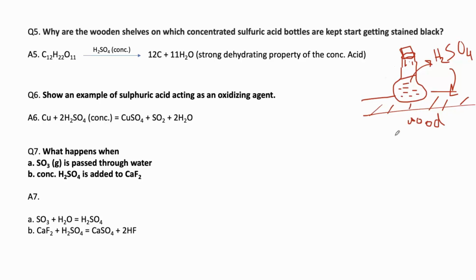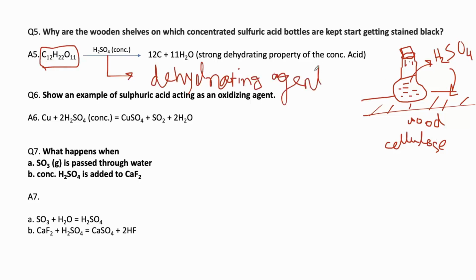Now this wood contains cellulose, and cellulose contains C12H22O11. You know that concentrated sulfuric acid is a very strong dehydrating agent. So whenever this dehydrating agent is dropped on the wooden surface, it dehydrates the C12H22O11, consumes all the water molecules, and carbon is left out.